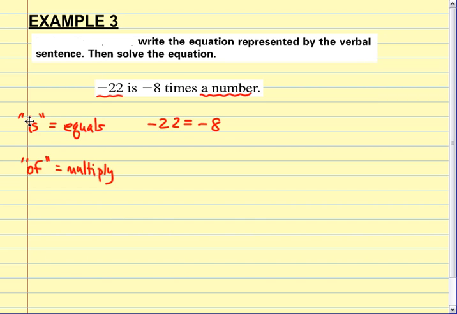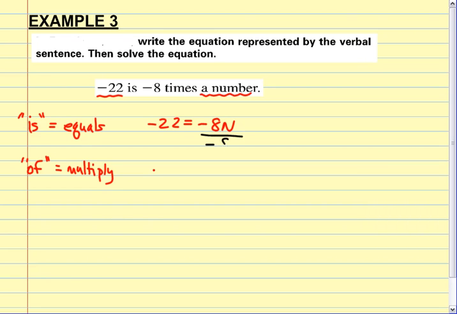Since I called on you, which letter would you like me to put by the negative 8? N. Done. Okay? Now, that's the first part. It said write the equation represented by the verbal sentence. Then solve the equation. Okay. What do I need to do to solve this equation? What do I need to do to solve it? Elise? Well, you would divide by negative 8.